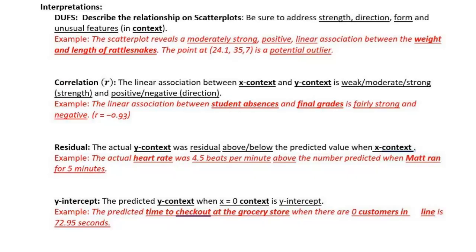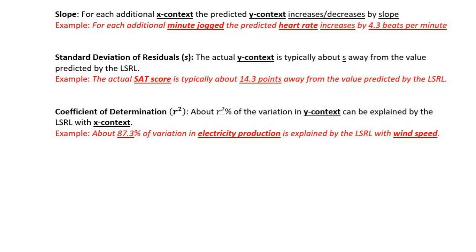The predicted y in context when x equals 0, in context. Sometimes it doesn't make any sense to say 0, so we'll look at another way of describing that. Sometimes "none" is a better way of describing it. Like you would never say somebody is 0 years old, because that doesn't necessarily make sense, but you can say that they're a newborn. So sometimes it doesn't make sense to use the word 0 there, but it's still the idea that x is 0.